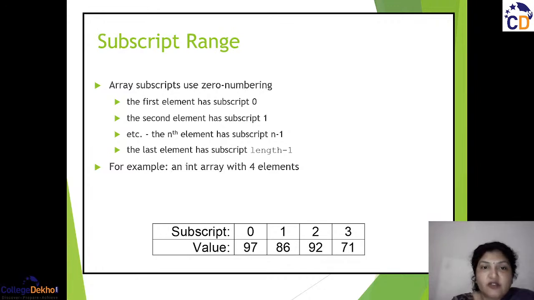This is a very, very important slide where you need to understand how we access elements using indexes. So the first index is A0, that is holding the value 97. The second index is A1, that is holding the value 86, and so on. Right?